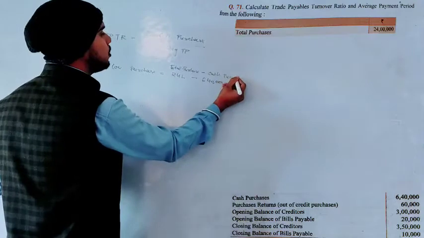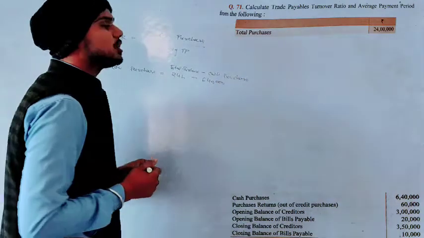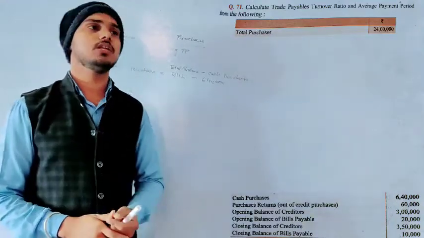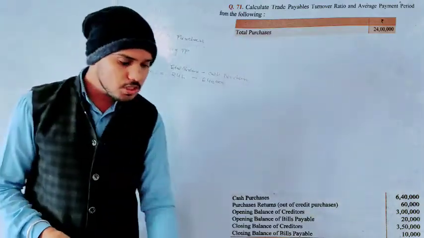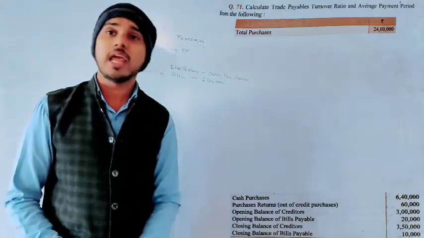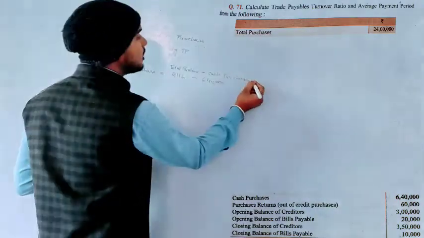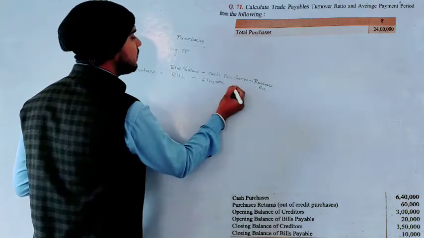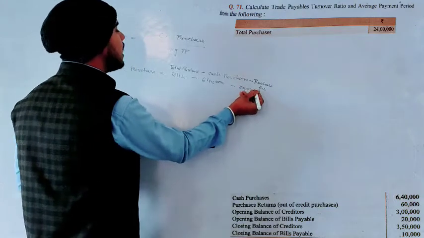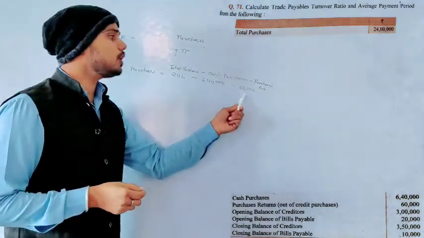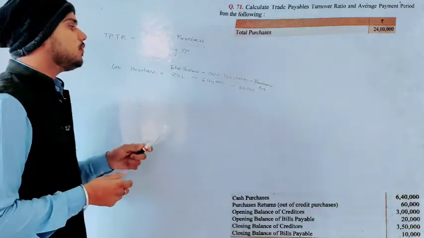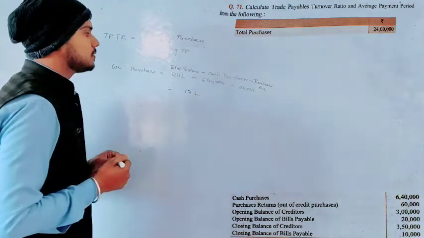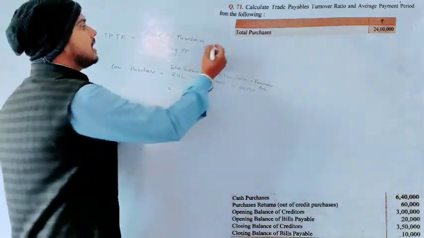But one more thing, what I told you: whenever we are taking purchase or sales, we will always take that as our net value. Means if any return is given, that should be deducted. And if you see, purchase return is given as 60,000 rupees, so that should also be deducted. So we have to deduct in total 640 plus 60, that will be 7 lakh. And if we deduct 7 lakh from 24 lakh, we will get 17 lakh rupees. Now our credit purchase is 17 lakh.